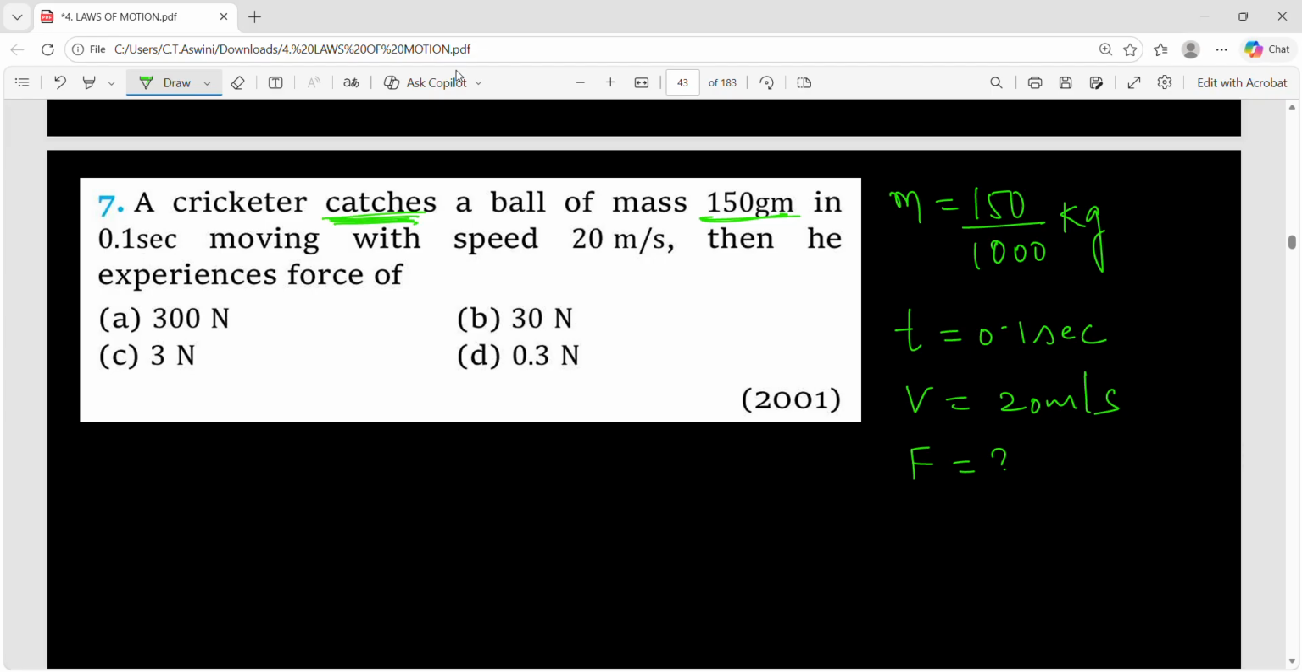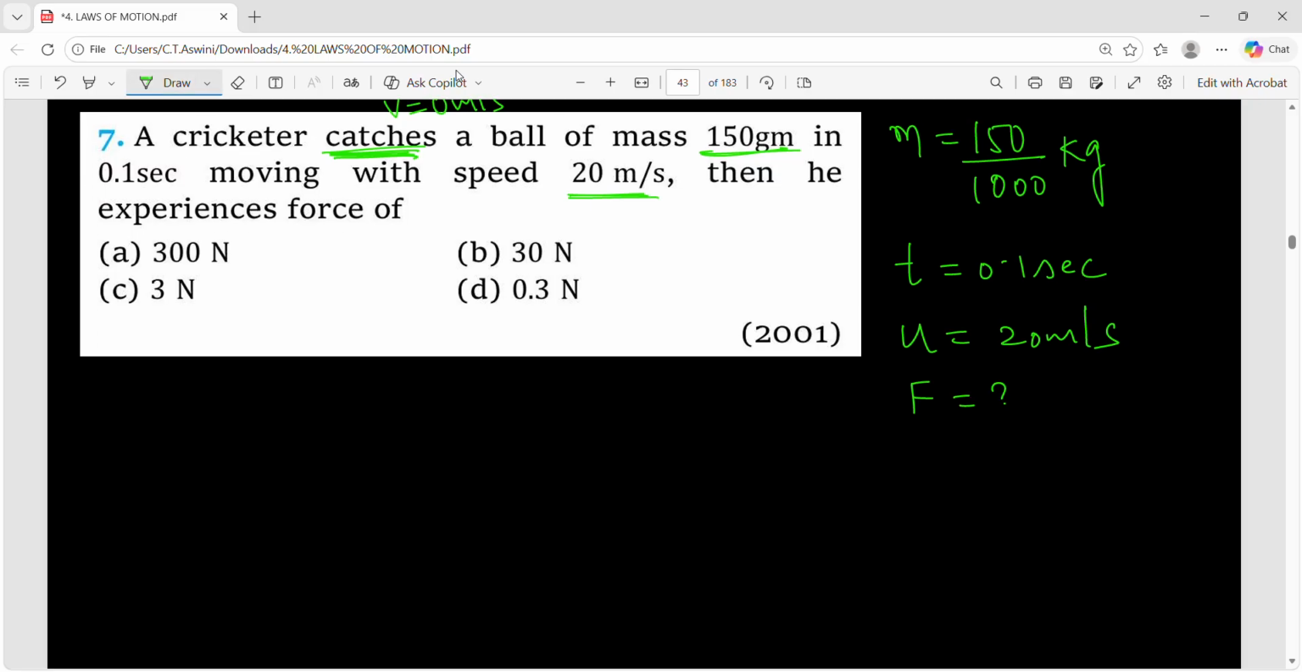Now, is this speed the initial speed or the final speed? Read the question carefully. A cricketer catches a ball. When he catches the ball, the ball will stop moving, right? So final velocity will be zero. So the velocity given here is the initial velocity. When the cricketer catches the ball, it will not move further. So final speed is zero. So the given speed, 20 meter per second, is the initial speed. So you have to calculate the force.